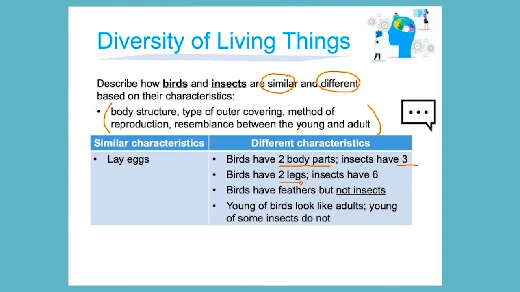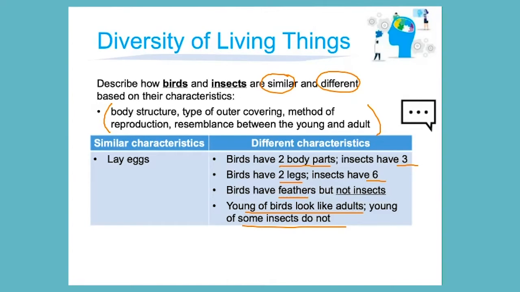Birds have 2 legs, insects have 6. Birds have feathers, insects do not have feathers. Insects have a hard outer covering, or you can say a hard outer exoskeleton. And the young of birds usually look like adults, but the young of some insects do not. So yes, Caden, you're right. We have to specify that not all insects will resemble their parents. Okay, so yeah, interesting, good.